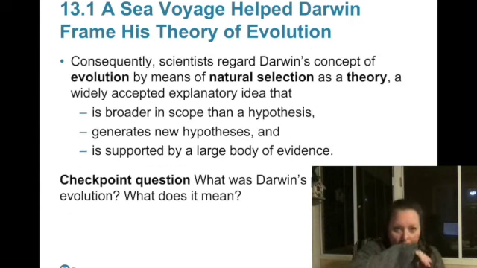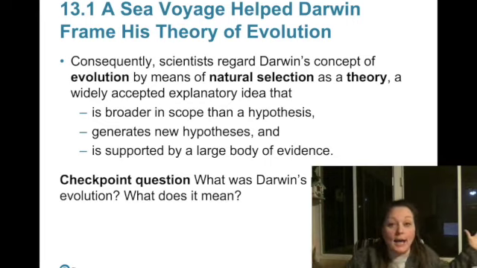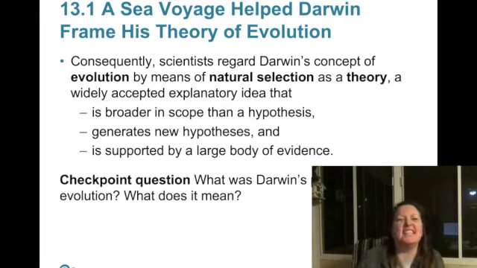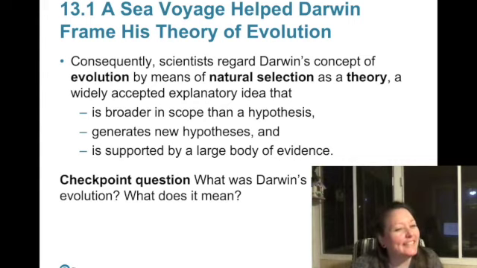So, scientists regard Darwin's concept of evolution by means of natural selection as a theory. Now remember, in Bio 123, we talked about the difference between a hypothesis and a theory. Theory means we have looked and looked and looked, and a whole bunch of these hypotheses bring you back to the same point. That same point is the theory. It is not like the common term when people go, in theory, is that a good idea?